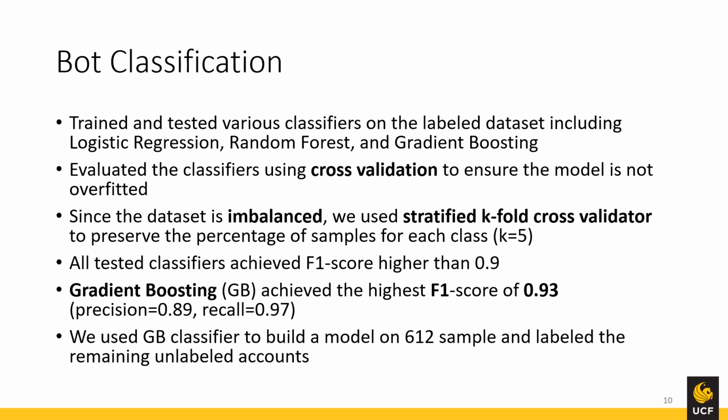We trained and tested various classifiers on the labeled dataset, including logistic regression, random forest, and gradient boosting. We evaluated the classifiers using cross-validation, and since the dataset is imbalanced, we used stratified k-fold cross-validator. All tested classifiers achieved F1 score higher than 0.9. Gradient boosting achieved the highest F1 score of 0.93. We used gradient boosting classifier to build a model on 612 labeled samples, and we labeled the remaining unlabeled accounts.